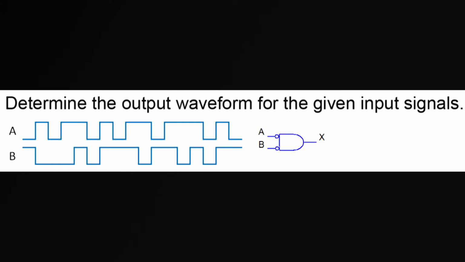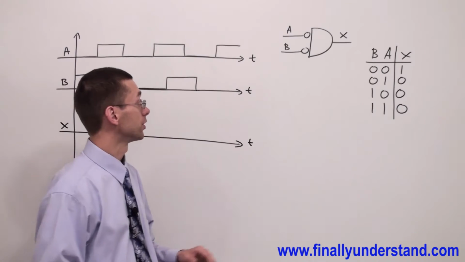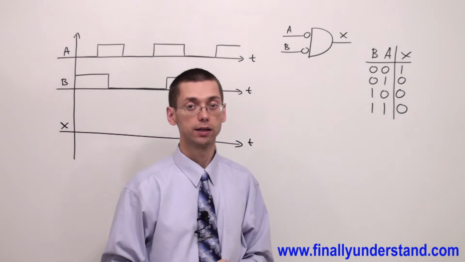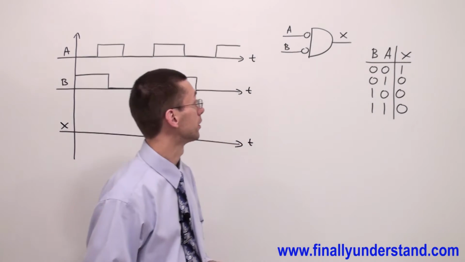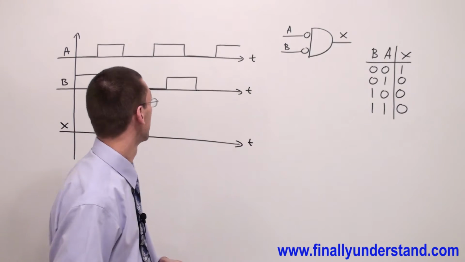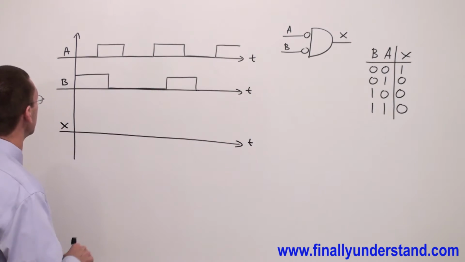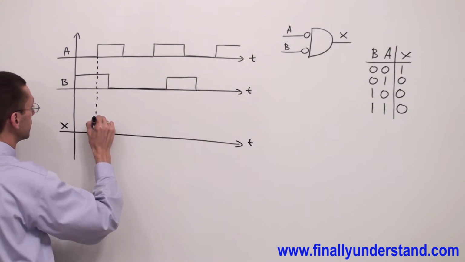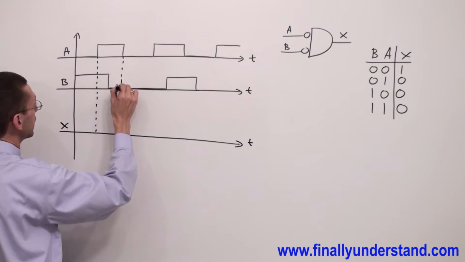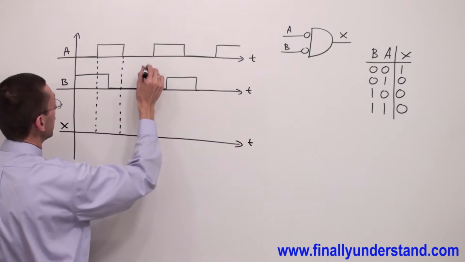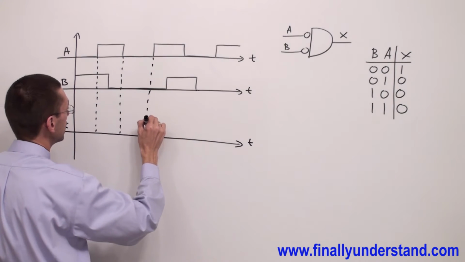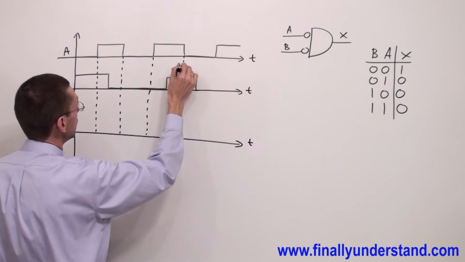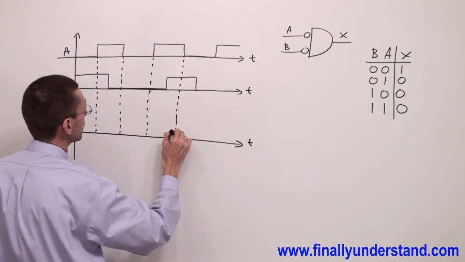Determine the output waveform for the given inputs. Please notice that this time we are going to analyze the negative AND gate. Like always, we're supposed to mark the changes for each waveform. Okay, always start from A and try to do one at a time in order to avoid mistakes.